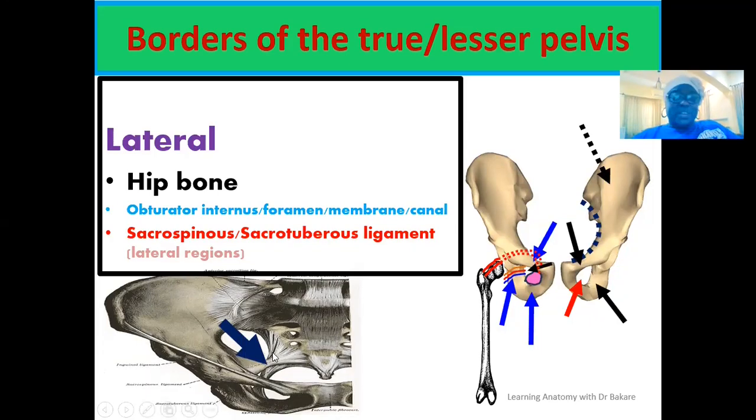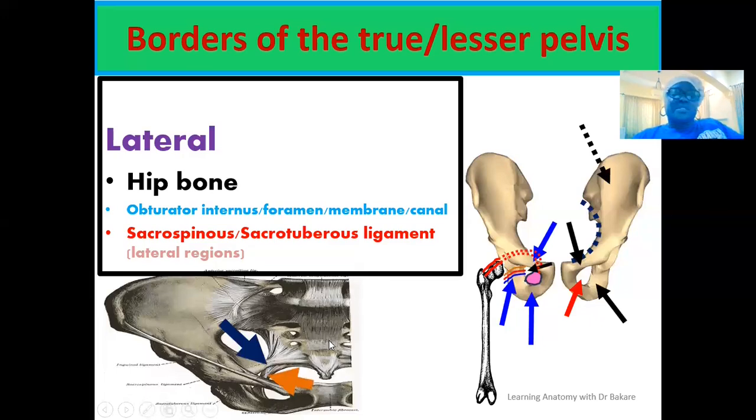And as you see it running to and fro, it runs a lateral course and also a posterior course. So specifically, it is the lateral region of the sacrospinous ligament that is seen to form an alignment with the lateral border or wall of the true pelvis. We also have the sacrotuberous ligament here at this inferior part that is arrowed here in brown.